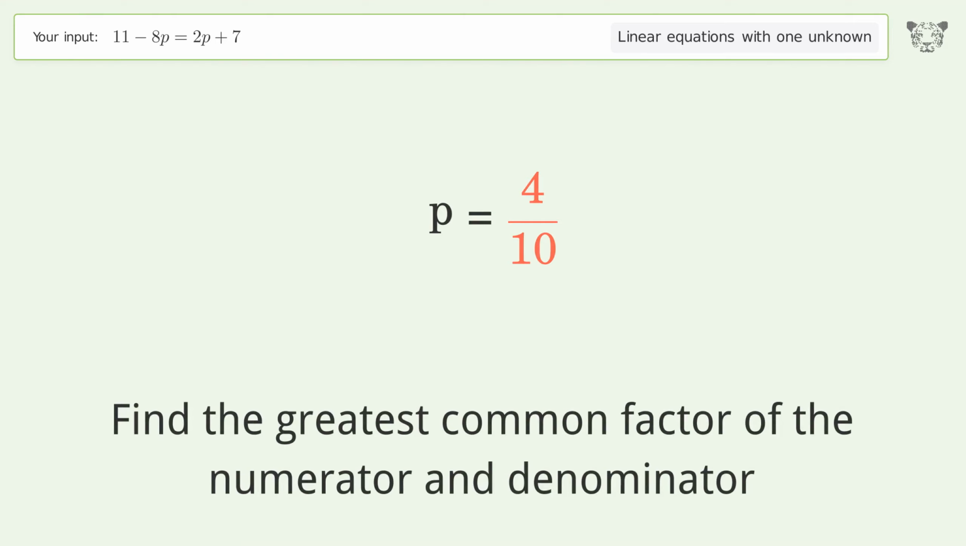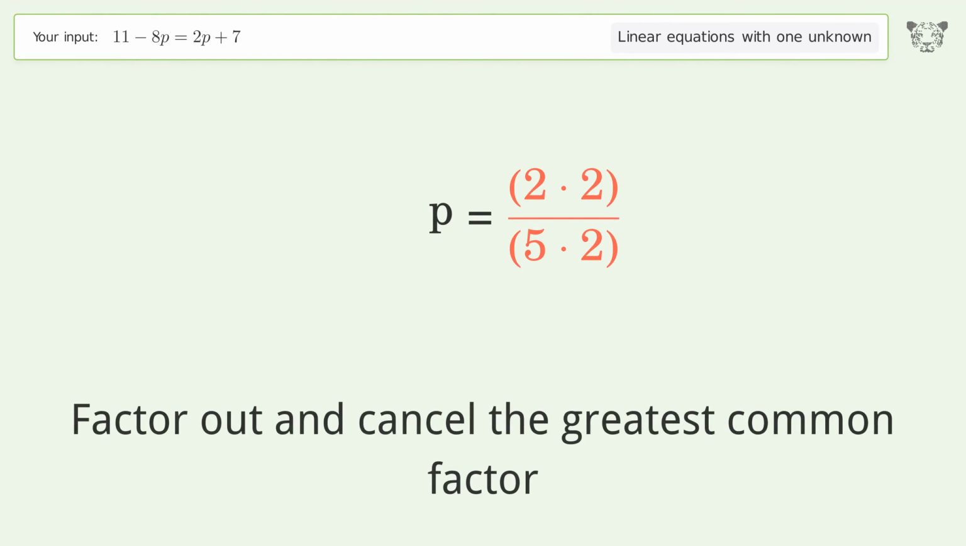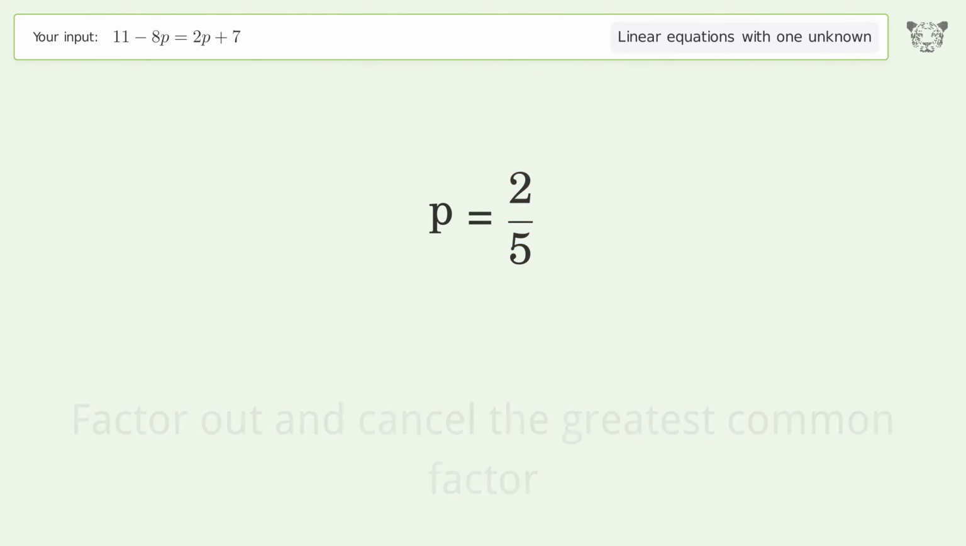Find the greatest common factor of the numerator and denominator. Factor out and cancel the greatest common factor. And so the final result is p equals 2 over 5.